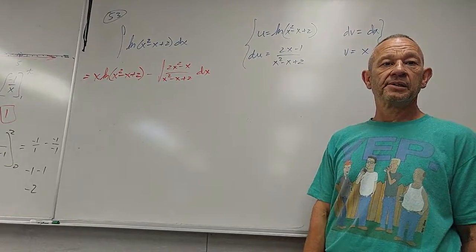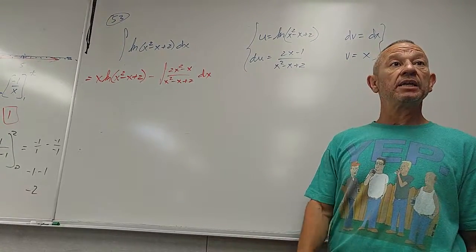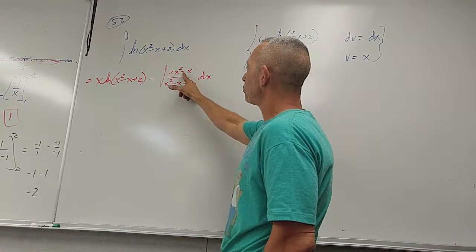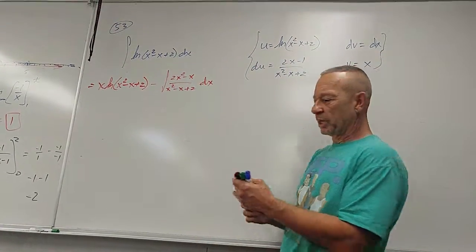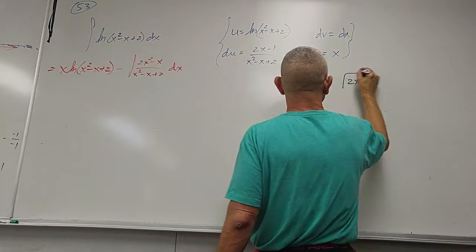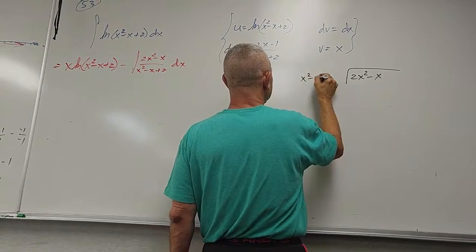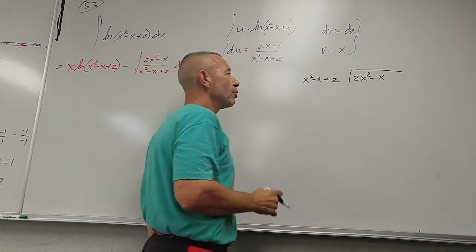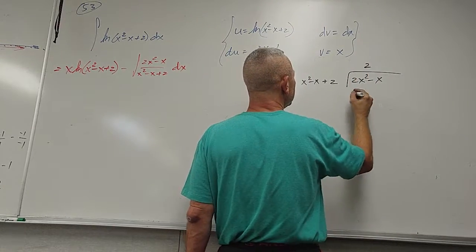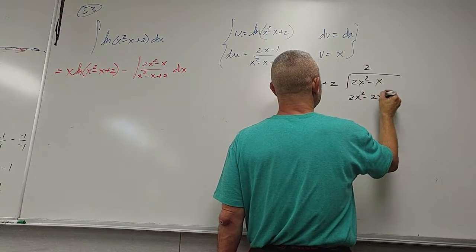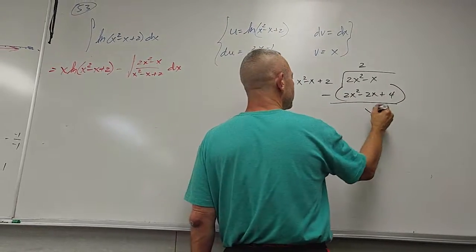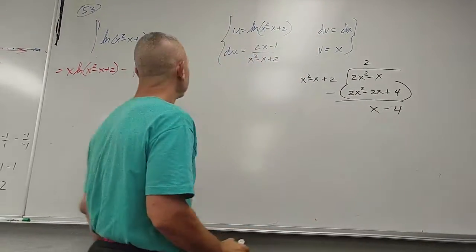Now complete the square? Well, I am going to go ahead and do the division because I know that that will at least reduce the numerator. So I'm going to take 2x squared minus x and divide it by x squared minus x plus 2. This is a good technique whether the denominator factors or not. So I'm going to multiply by 2, 2x squared minus 2x plus 4, and then I subtract. So that becomes x minus 4, doesn't it?